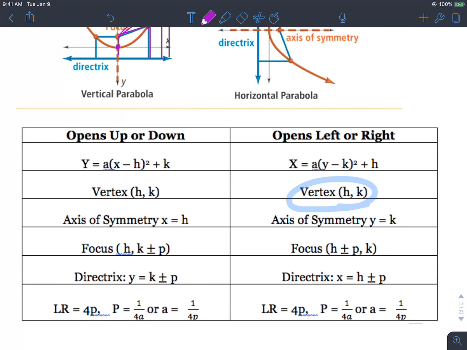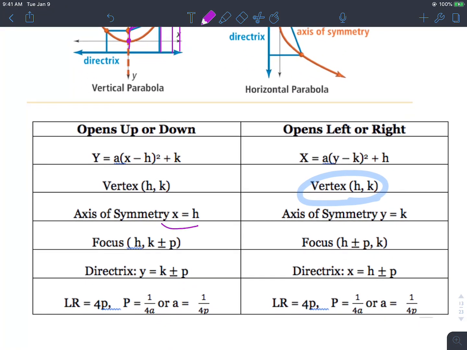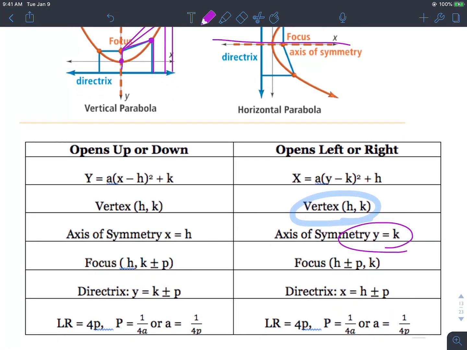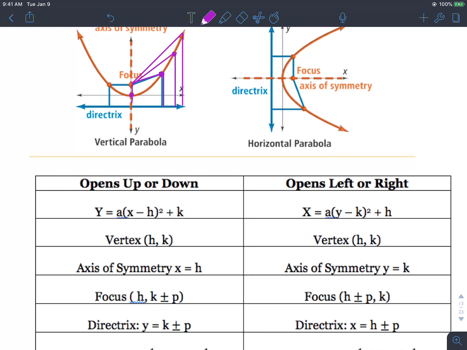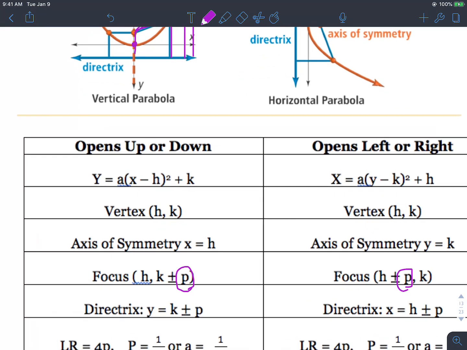Okay, and then your axis of symmetry on an up and down parabola, that'll always be an x equals line right there because that's a vertical line. On a sideways parabola, that'll be a horizontal line. That'll be a y equals. Okay, and then what else you got? You got the focus point. The focus point is always going to be p units away from your vertex usually.